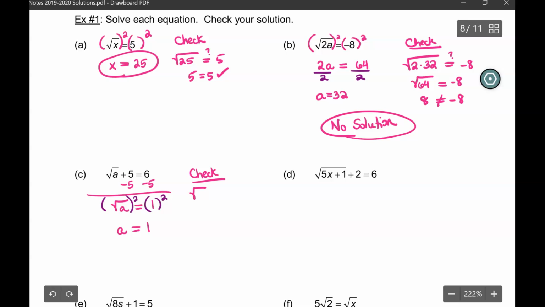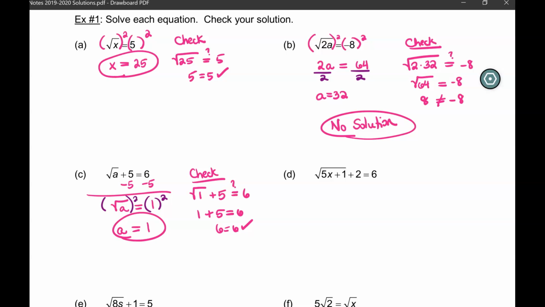Now we're going to check. So I'm going to substitute back in 1 for a. And I want to see if I plug it back into the original equation, do I get 6? Well, square root of 1 is 1. 1 plus 5 equals 6. Yeah, 6 equals 6. So a equals 1.